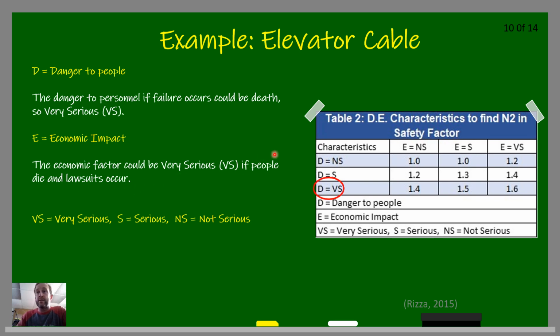We have D is very serious. E is very serious. You follow the row down the column, 1.6 becomes our N2 value that we're going to use in our formula.